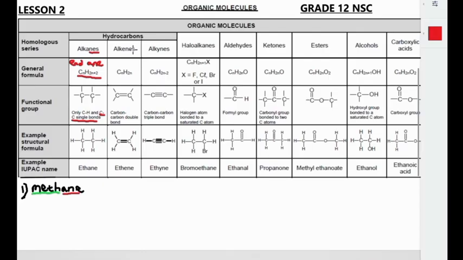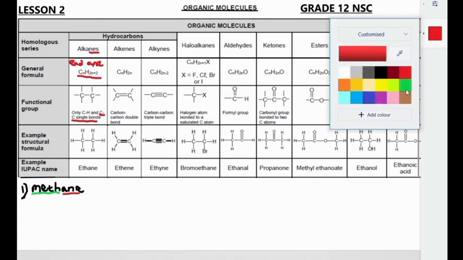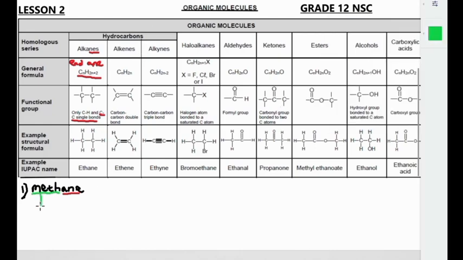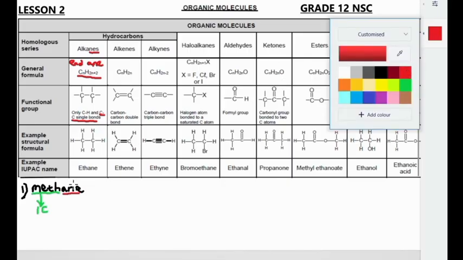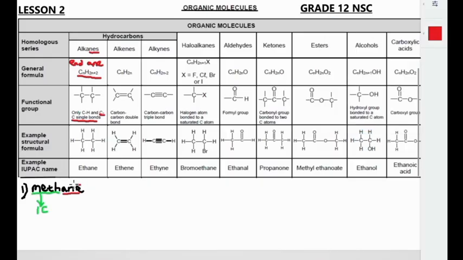And then let's look at the structural formula of this. So let me highlight this information. The meth, so this part, meth, means one carbon atom, all right? And how about the ANE? Remember, it tells you that this is an alkane. The ANE tells me that this is an alkane, all right?